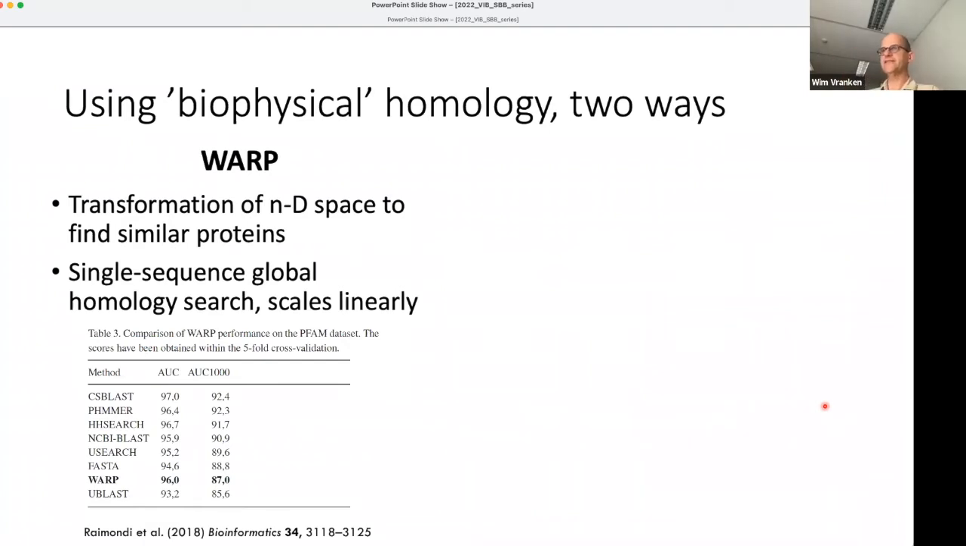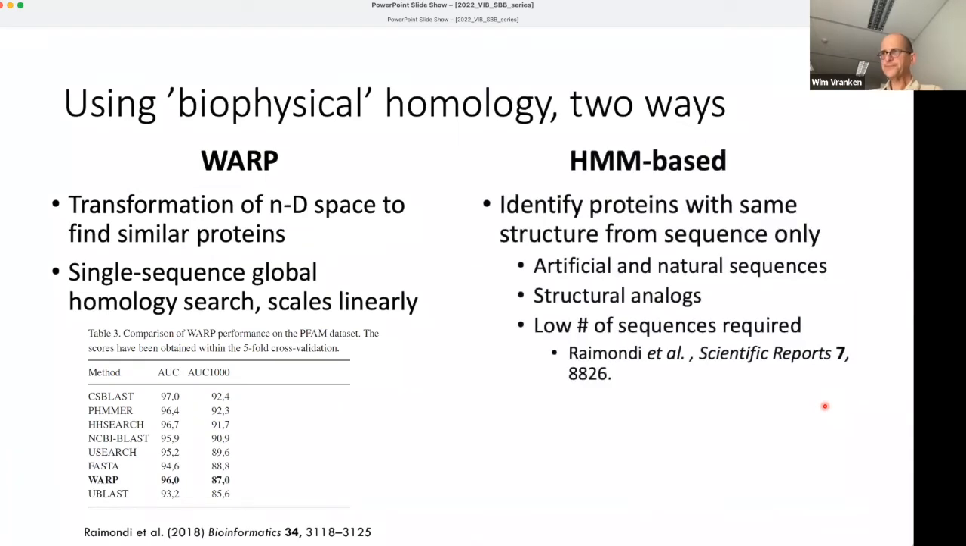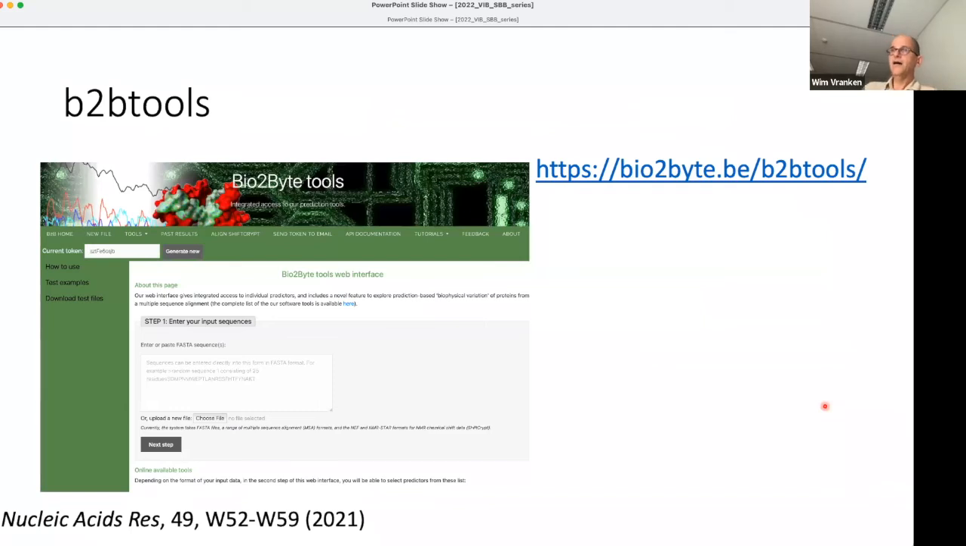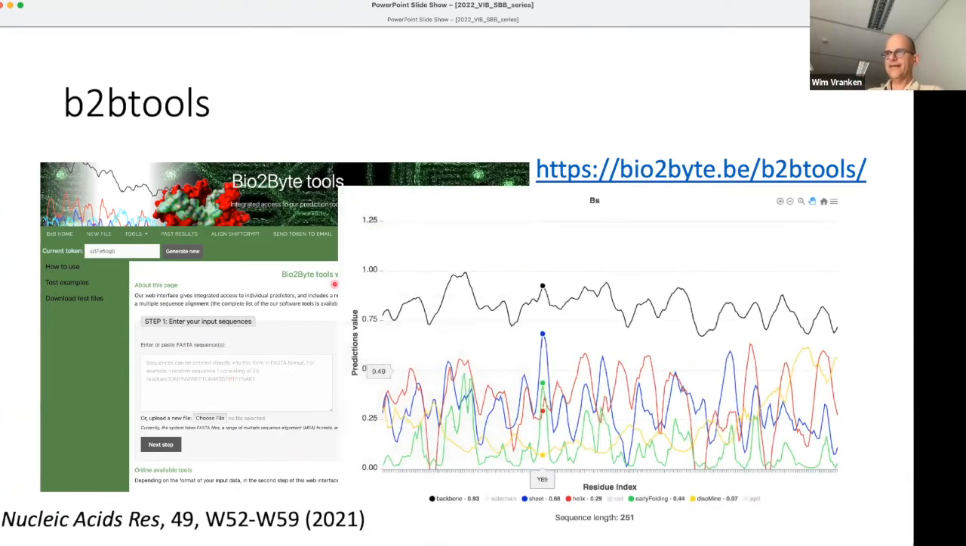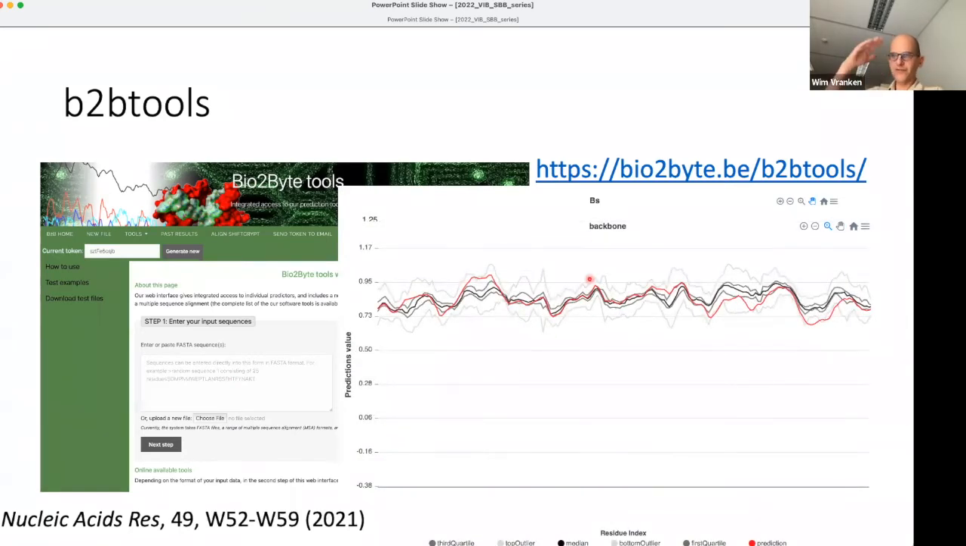We developed other methods like warp for very quick single sequence global homology searches, and then also for identifying proteins with the same structure from sequence only. And this has now come into this whole framework that we have available, the B2B tools, which was published last year. So you have a website where you can enter sequence or sequences or multiple sequence alignments, and you get these profiles back. So all the different predictions that I was talking about. You can also get, if you enter a multiple sequence alignment, this biophysical conservation that I was talking about. There's also JSON files that you get where you can download all this information.